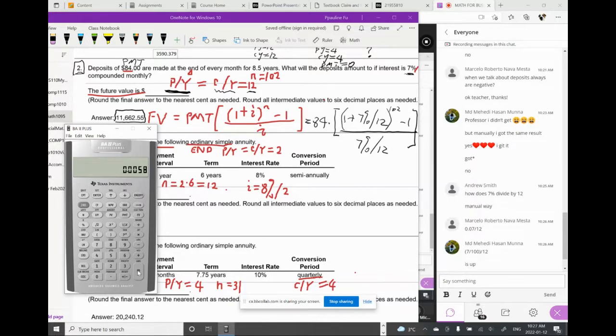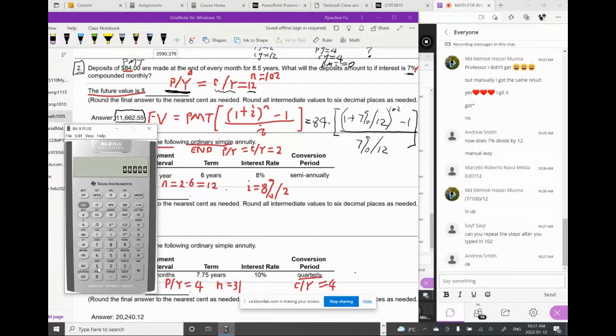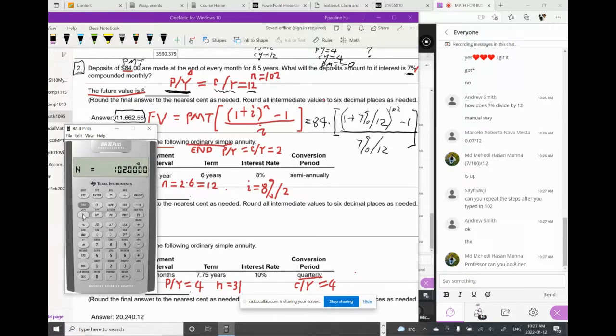All right. Any other questions? Okay. Can you repeat the step where you type in 102? Yeah, sure. 102, I do this. Type in 102 and then press the term N button. N.